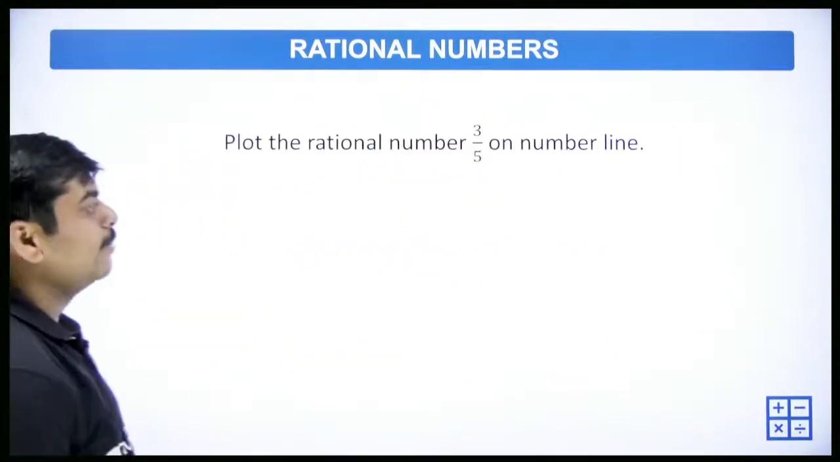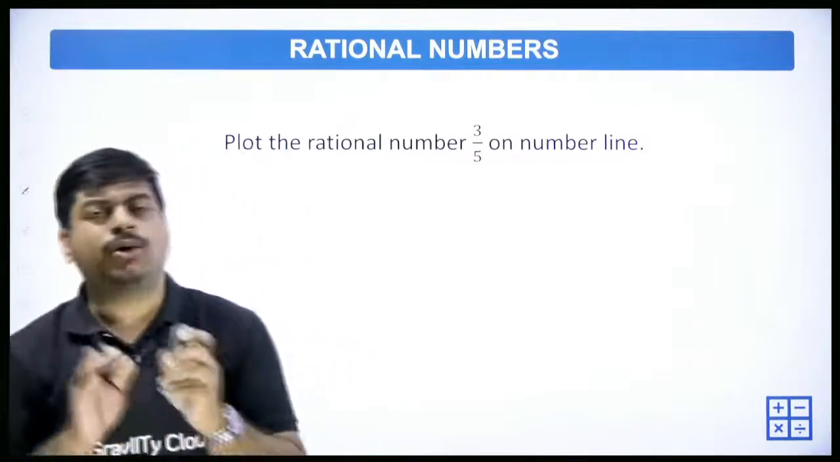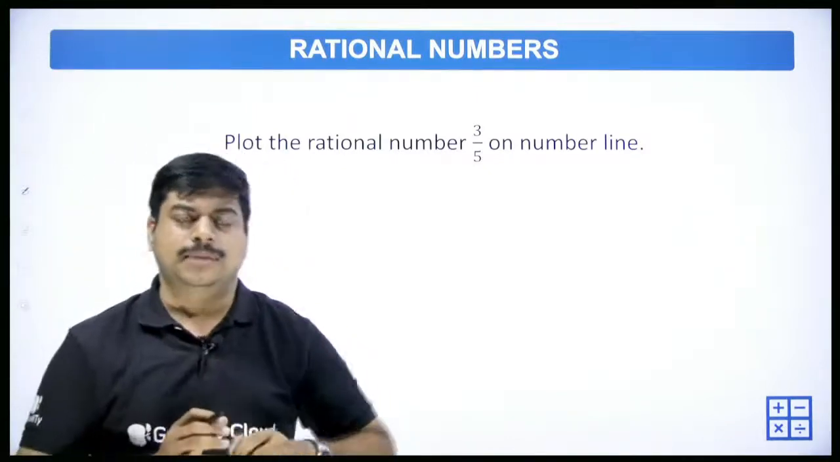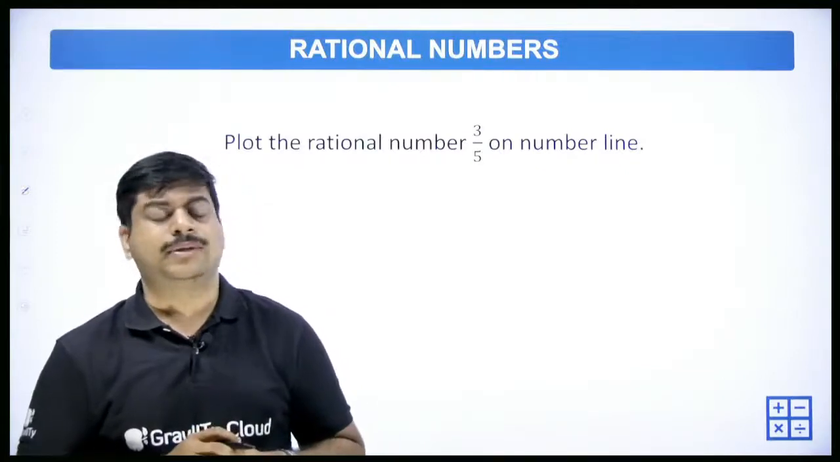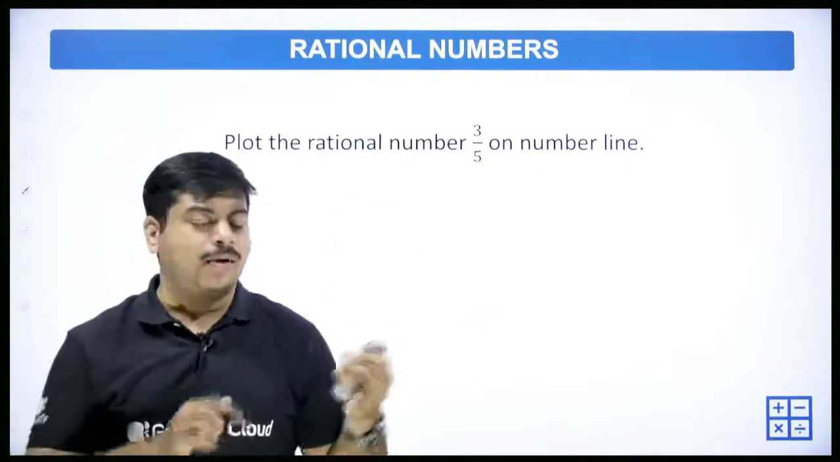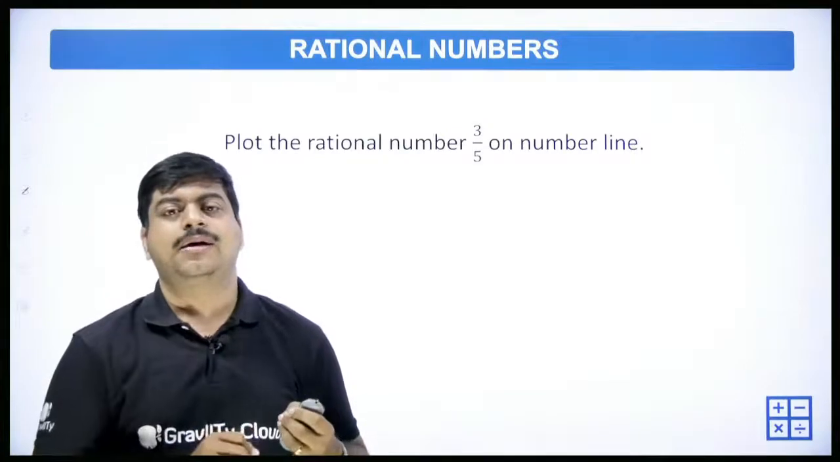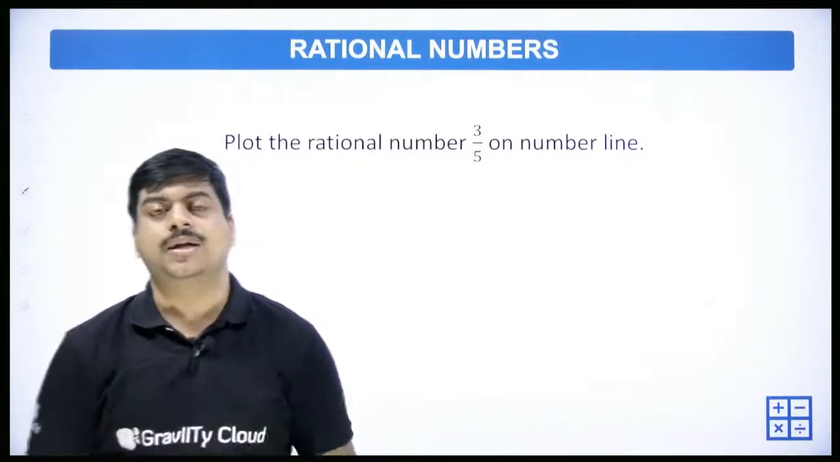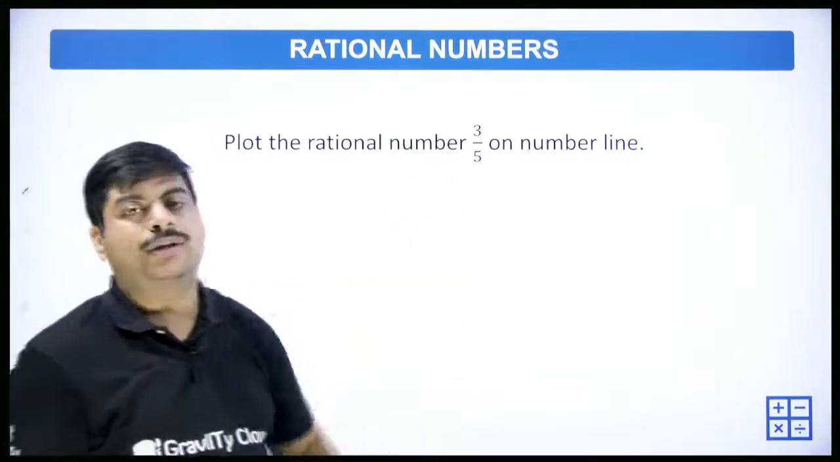Plot the rational number 3 by 5 on a number line. Till the lower classes we learned what rational numbers are, what a number line is, how to represent natural numbers, whole numbers, and integers on a number line. Now let's discuss 3 by 5.